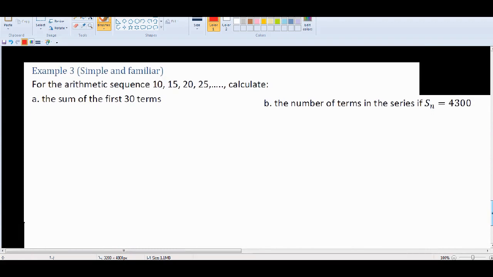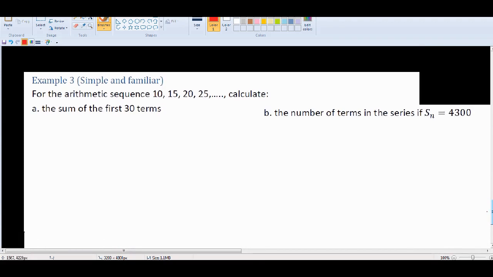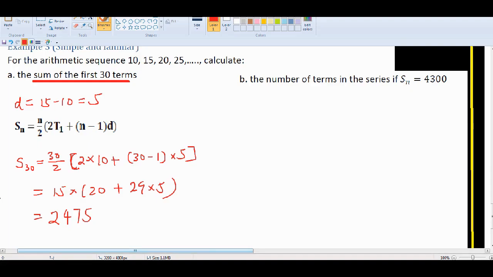Alright, another one. For this one, I'm going to give you some time to think about the sum of the first 30 terms. You might take some time to do it and check with my answer, right? Okay, so check the answer.